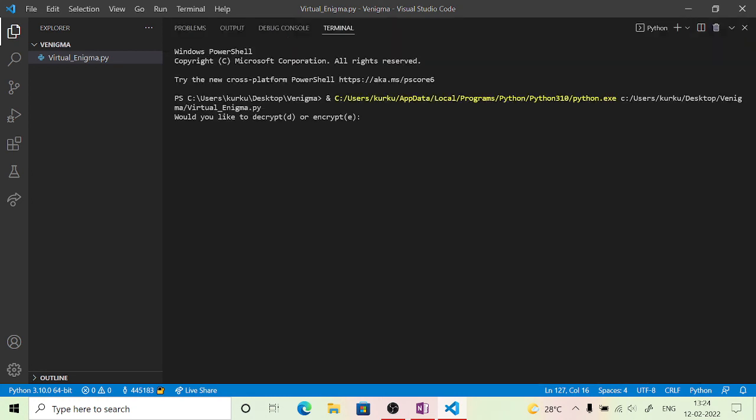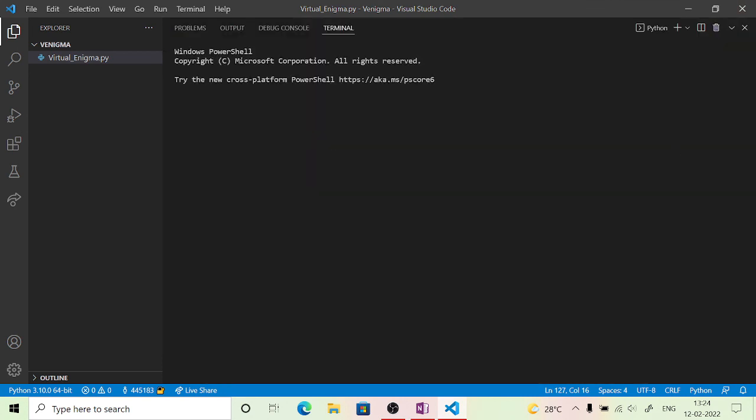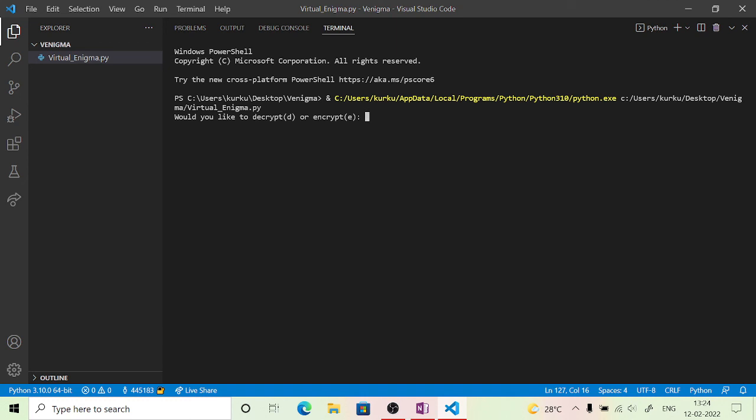So just a minute. Encryption, Aryan Kurkure. This is how it is encrypted. Decryption, and in the decryption part, this thing would be given here, and Aryan Kurkure. We are going to get the same thing. No matter how many times this process is repeated, the same thing would be followed.